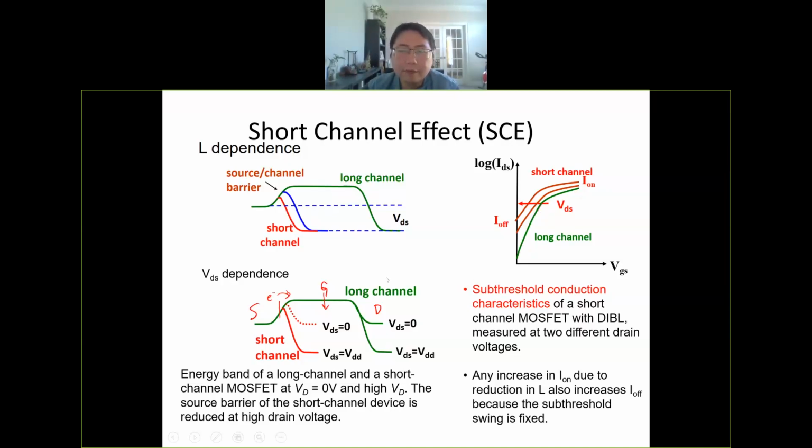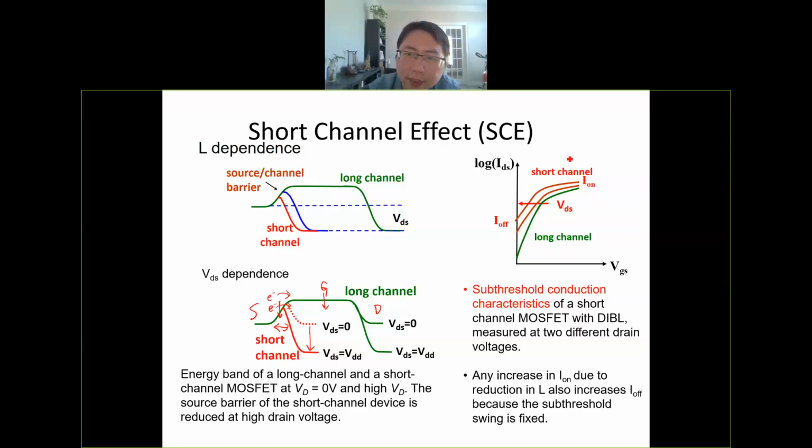But what happens if you reduce the L to be the short channel? For today's, like 10 nanometer, for example. If this channel is too short, when you increase the drain voltage, you push down the band because it's so close to the source. So this barrier will also reduce. That means you are going to have more electrons jump over the barrier, more current, even though your gate voltage remains zero. Your drain voltage can open the channel.